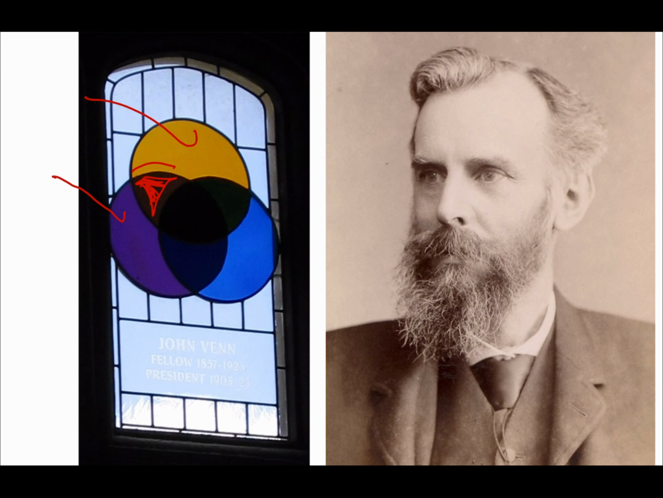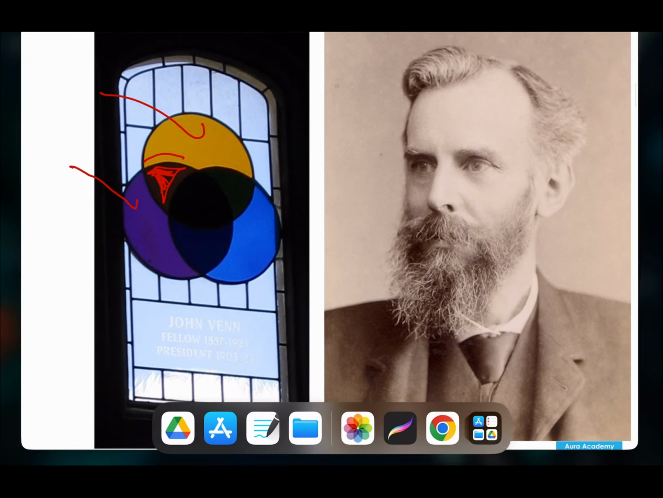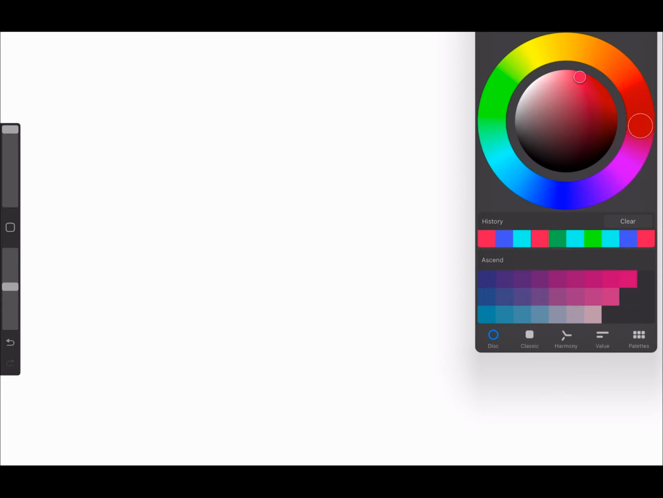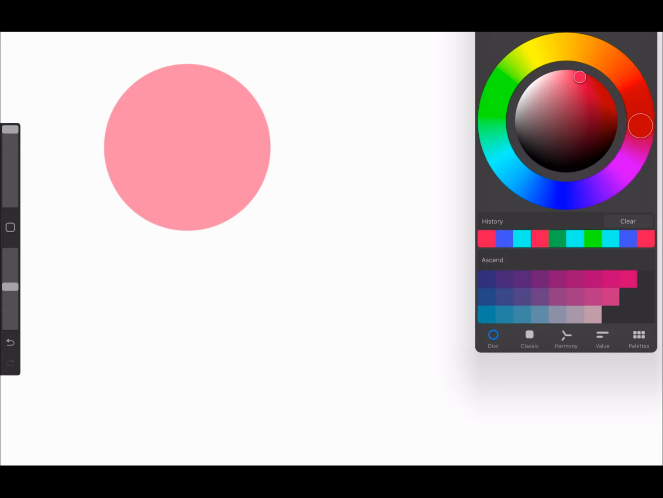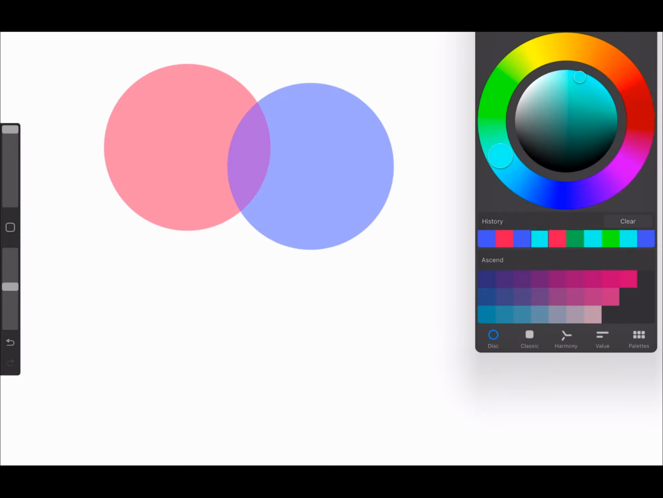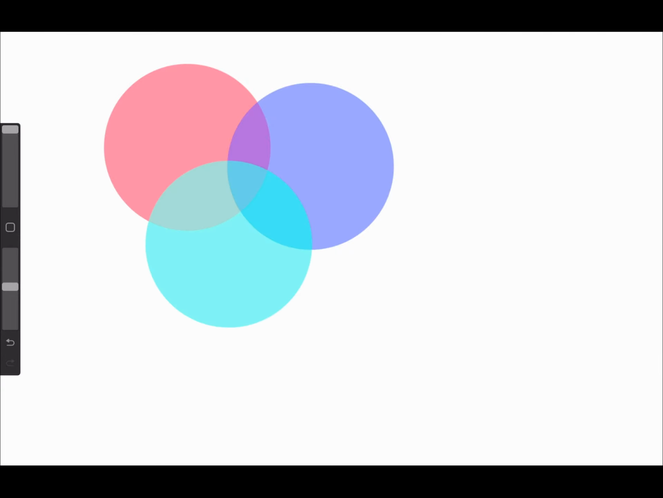Now just follow the concept of John Venn and we will try to discuss the same theory with colors, because the person who introduced the theory also deduced it from colors. Suppose this is the color red, and this one is blue, and another one, let's say cyan.